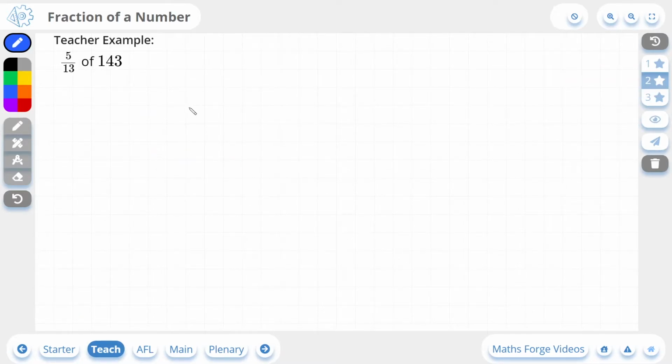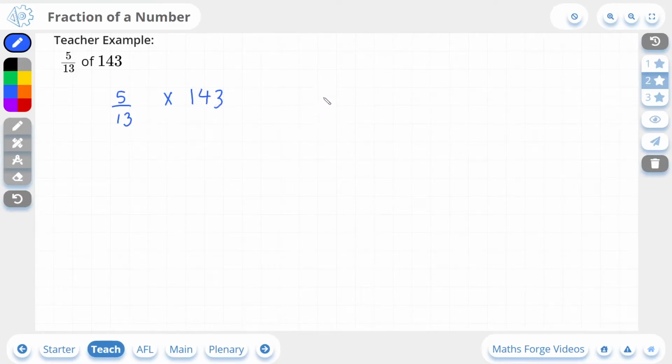We'll do another 2-star example. Here we're being asked to find 5 over 13 of 143. Now for this example, it's definitely easier to divide by the 13 first rather than multiply by the 5 first, then divide by the 13.